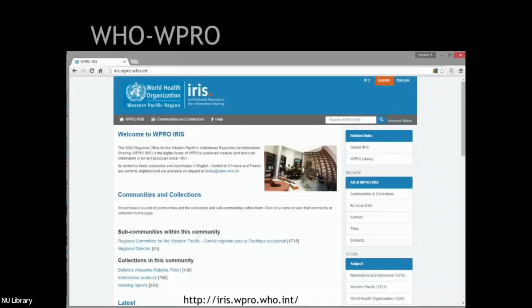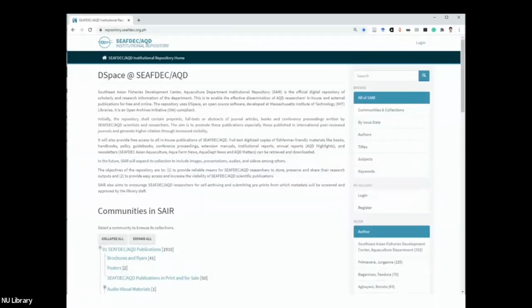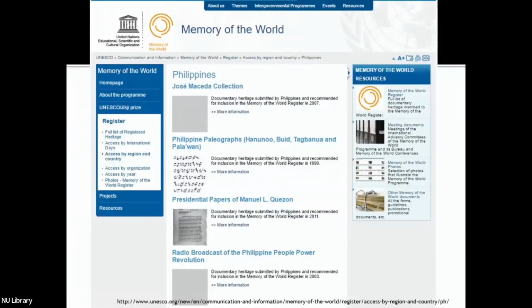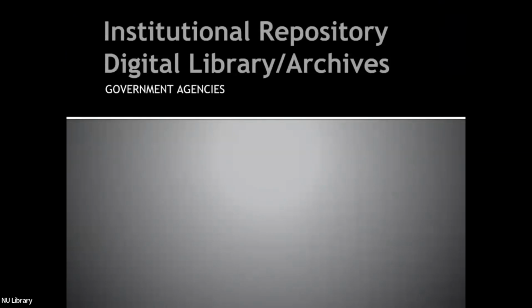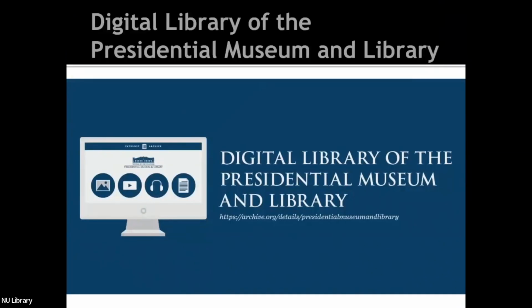And for World Health, there's a regional office there, the World Health Organization Western Pacific Region, also CIFDEC, and we plan to at least put another record in the Jose Maceda in the Memory of the World, UNESCO Memory of the World. That's the target. And lastly, from the government is the Digital Library of the Presidential Museum.